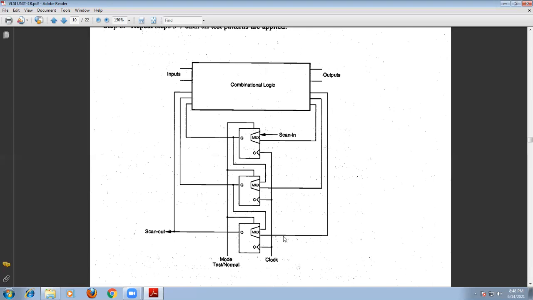Again, these are the different steps we are going to apply in this case. So that is about the scan path technique.